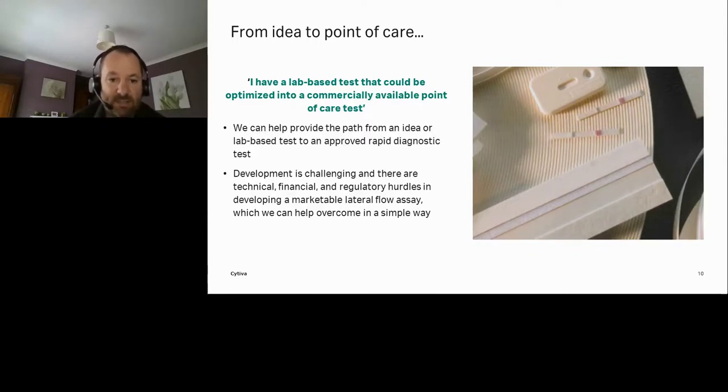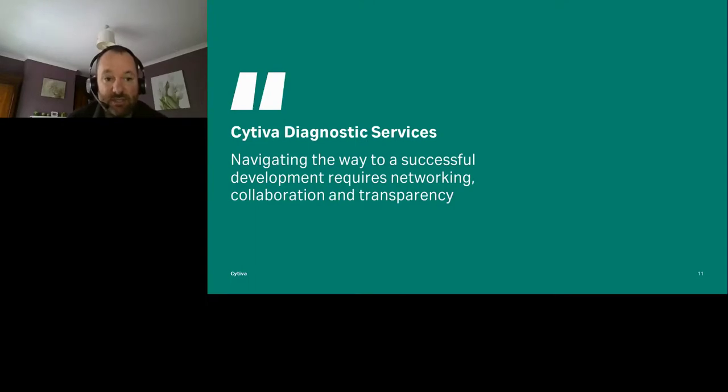And, looking at development, the challenges, the frustrations, the hurdles, we can work with you to overcome that in a simple way. We can use our experience, our infrastructure, the components we have, and the scale of Cytiva to help get people through this process in a very quick and timely way. So, as I mentioned, our service is titled Cytiva Diagnostic Services. And essentially, it's a way for people to navigate the development process. So it covers everything from networking, collaboration, and transparency.